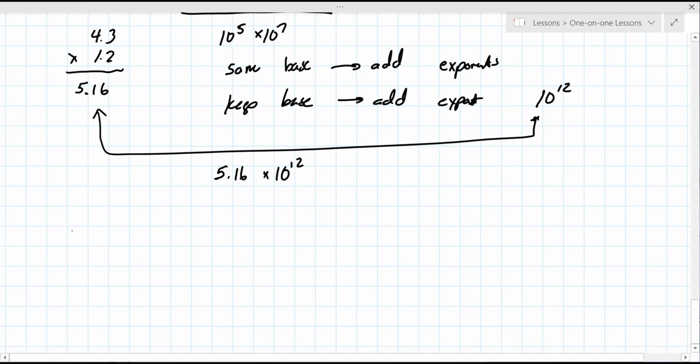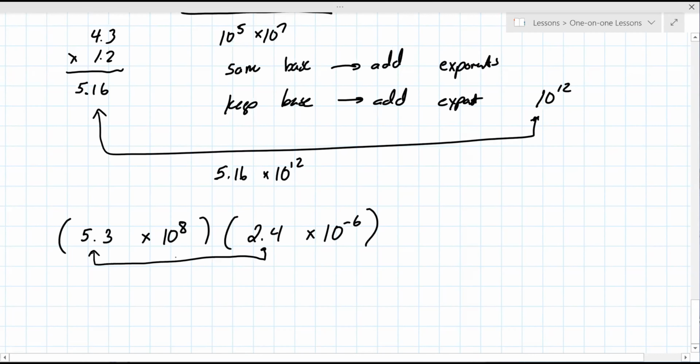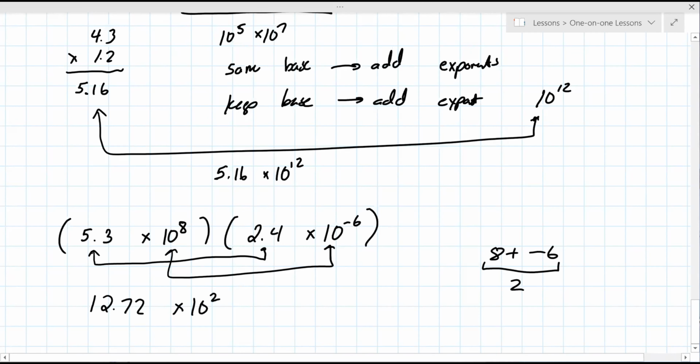So let's try another one. Let's go 5.3 times 10 to the 8th multiplied by 2.4 times 10 to the minus 6. So I'll do this multiplication. What do you get when you add the exponents here? -2. You're adding, remember? You're adding 8 plus -6. That's positive 2. So this is times 10 squared.